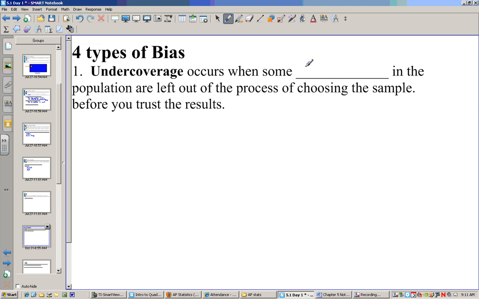This occurs when some segments in the population are left out of the process of choosing the sample. Some people argue that doing phone surveys for political elections aren't very good because not everybody has a phone. And if we only pick people with cell phones, maybe some elderly people don't have cell phones, so you're leaving them out. So you have to pick a method that can equally represent our population.